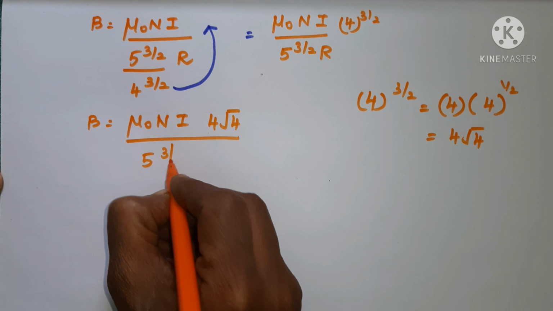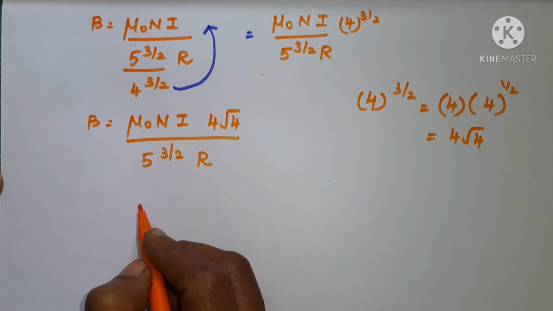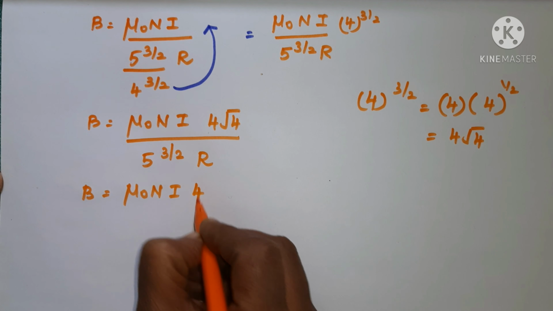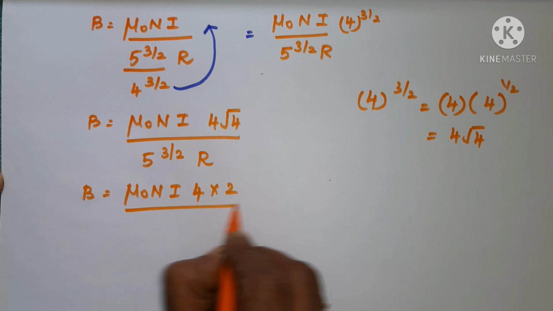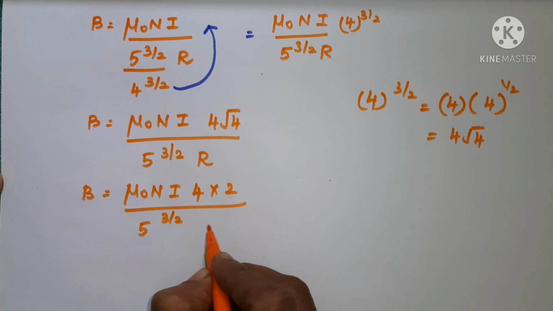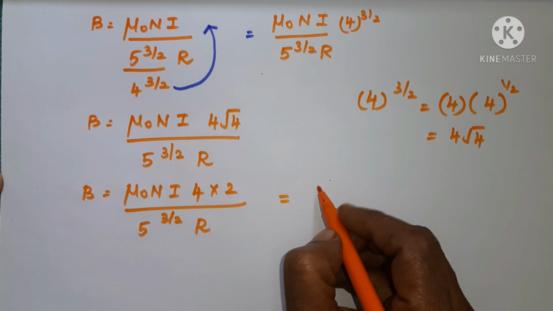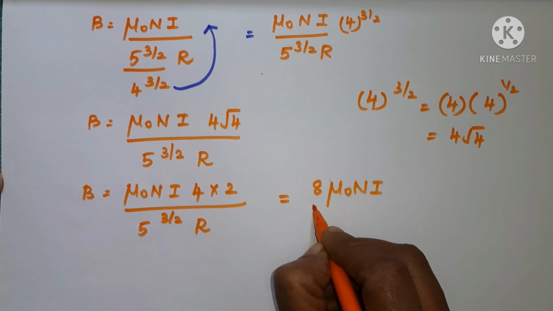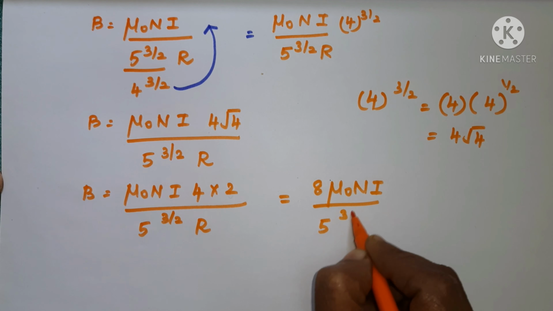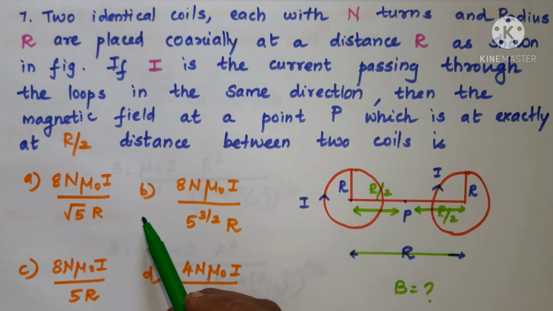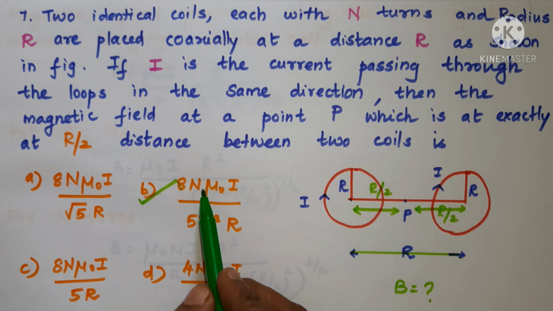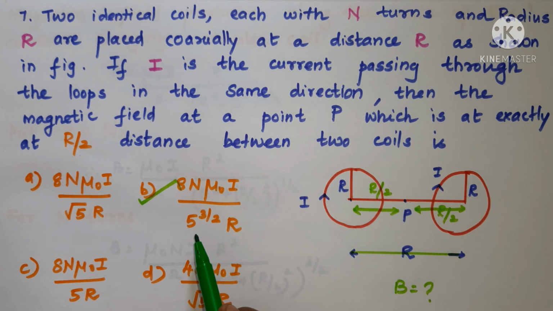So 5 power of 3 by 2 into r. B is equal to mu naught N I 4 into root 4, which is 2, divided by 5 to the power of 3 by 2 into r. That will be equal to 8 mu naught N I divided by 5 to the power of 3 by 2 into r. So we have option B to be the correct one: 8 N mu naught I divided by 5 to the power of 3 by 2 into r.